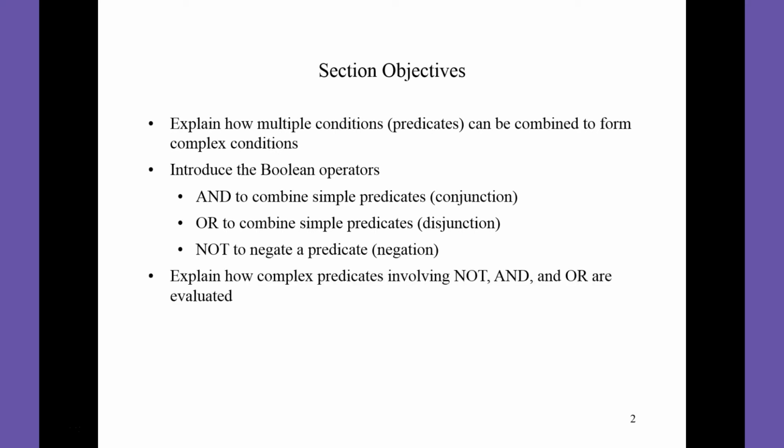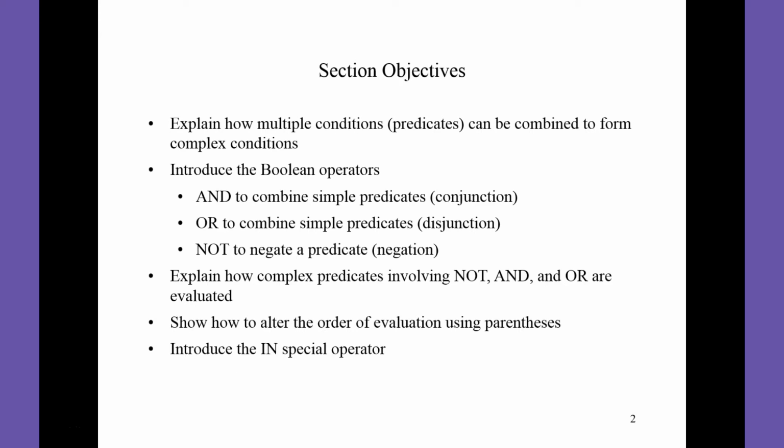We'll explain how complex predicates that involve a combination of these operators, NOT, AND, and OR, will be evaluated by the system. We'll also show how to alter the default order of evaluation by using parentheses. And finally, we'll discuss a couple of special operators available within SQL. First is IN, which is kind of an iterator, and BETWEEN. Both of these are not absolutely necessary within the language, but can be thought of as kind of convenience operators.